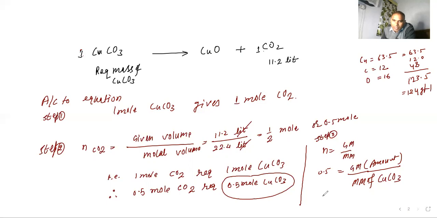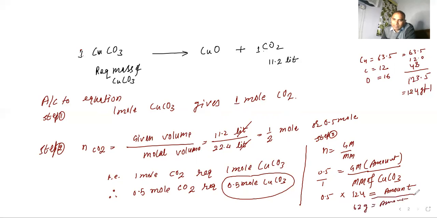So what we can do here, 0.5 into given mass, that is molar mass. If you cross multiply it, it will go there. So it will come 124 is equal to given mass, that is amount. It will come amount. So how much will come? If you are 0.5 means you divide by 2. So it will come 62 gram amount.